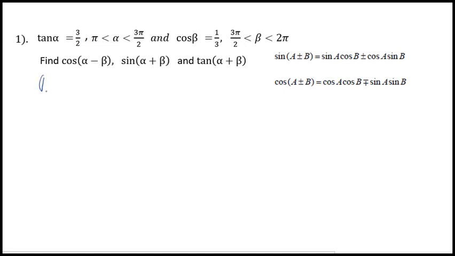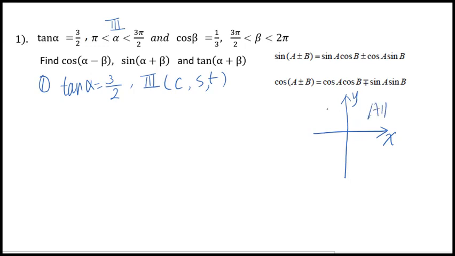First of all, we need to figure out sine alpha and cosine alpha. Since you are given tangent alpha equals 3/2, and alpha is between pi and 3π/2, this is the third quadrant. For the third quadrant, we know CAST, all students take calculus. So for the third quadrant, tangent is positive. These two are both negative.